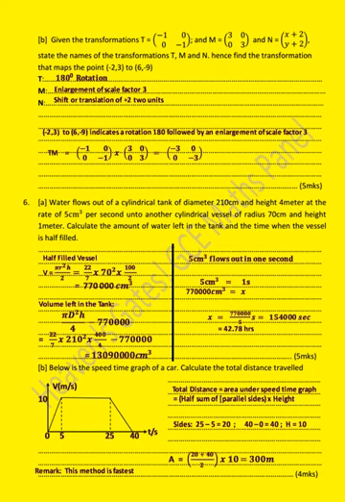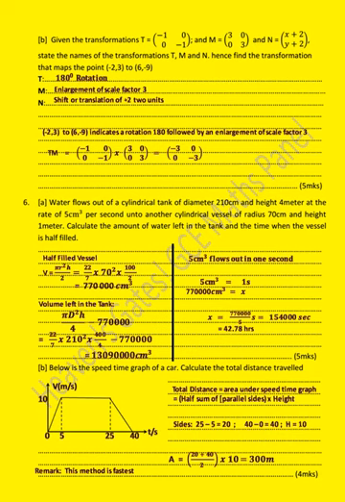Question 6. Water flows out of a cylindrical tank of diameter 210 centimeters and height 4 meters at the rate of 5 centimeters cubed per second onto another cylindrical vessel of radius 70 centimeters and height 1 meter. Calculate the amount of water left in the tank and the time when the vessel is half filled. Note that some of the values given here are in centimeters and some are in meters, so we have to work with one unit. My advice is that we work with centimeters, since the rate has been given in centimeters cubed per second.